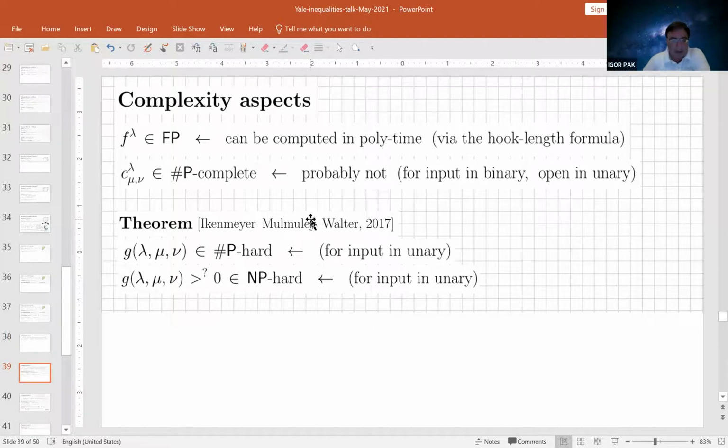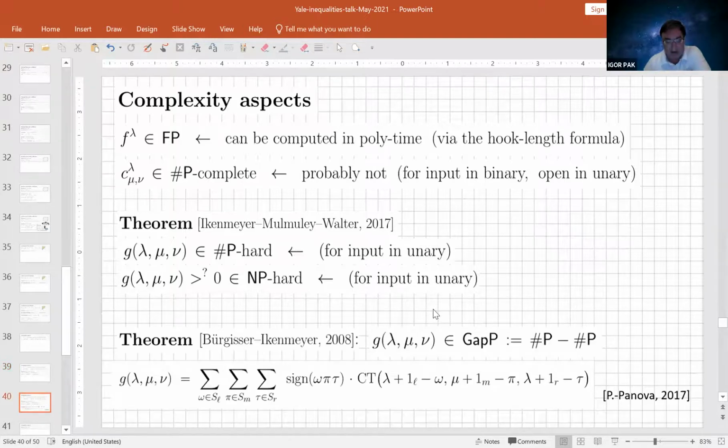And in fact, this is the most interesting line at the end. Deciding whether a Kronecker coefficient is 0 or not is already NP-hard, even when the input is in unary. So Kronecker coefficients are really super hard. So proving that something is strictly greater than 0 is actually difficult, not a surprise with this Bessenrodt-Behns paper. And in fact, you should understand that Kronecker coefficients lie in the class GapP, which is a difference of two #P functions.